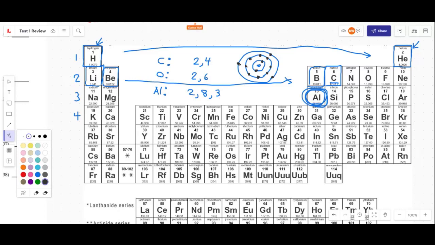The periodic table is this really cool roadmap that shows you exactly how many electrons are going to be in each energy level, because the energy levels are modeled by the rows.